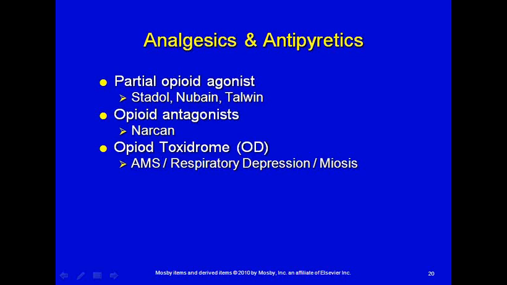And an opioid toxidrome, or an overdose on an opioid, has a textbook presentation. You'll see these three things with an opioid toxidrome. A person will have an altered mental status, respiratory depression, and pinpoint pupils. Miosis is the word for pinpoint pupils.